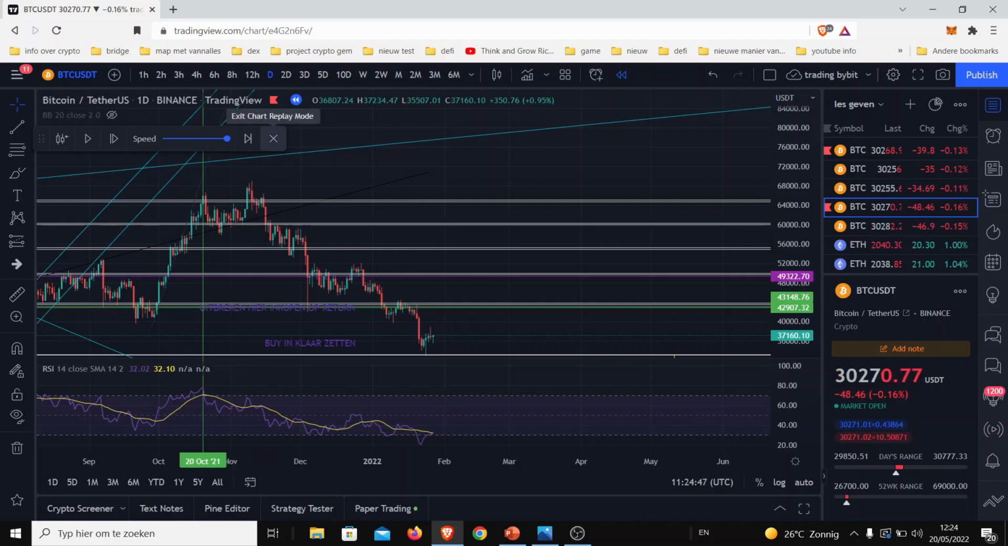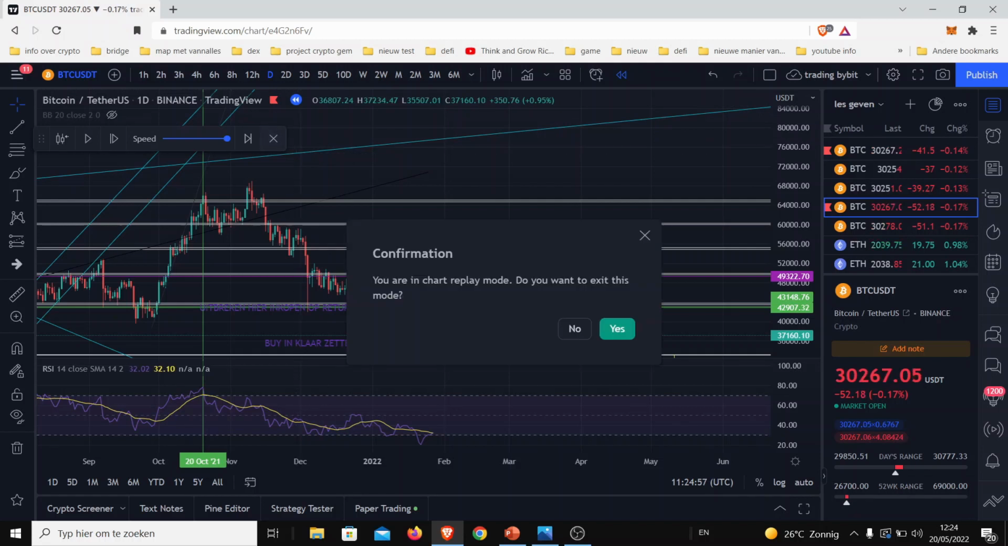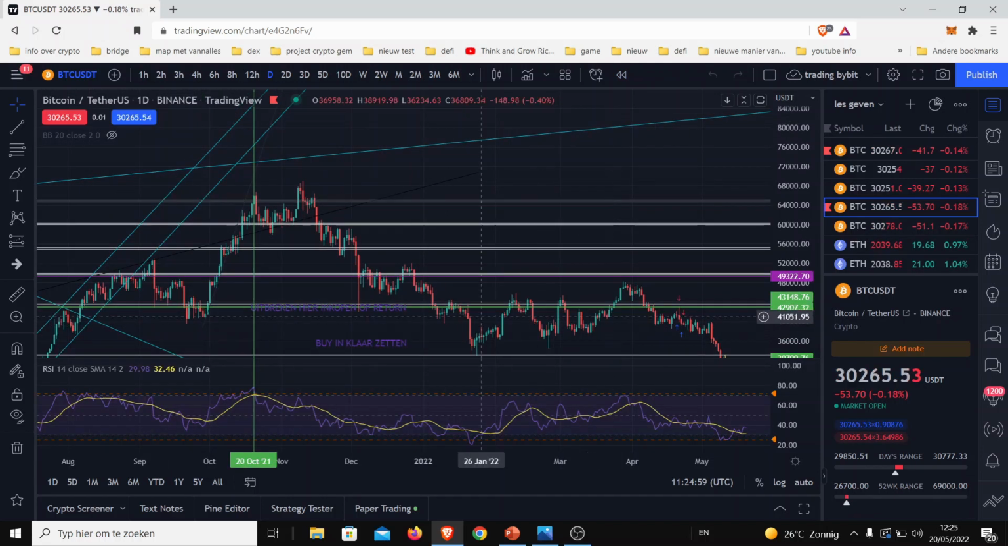So I use it quite a lot, and it also makes sure that I can do anything that I need to be doing. So it's very handy to have, and also to learn more. Yeah, so I just exit this. So here the market is again like it should be.